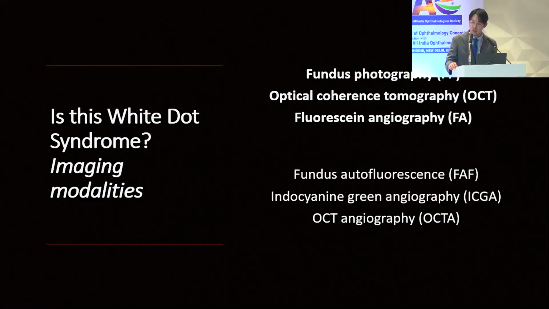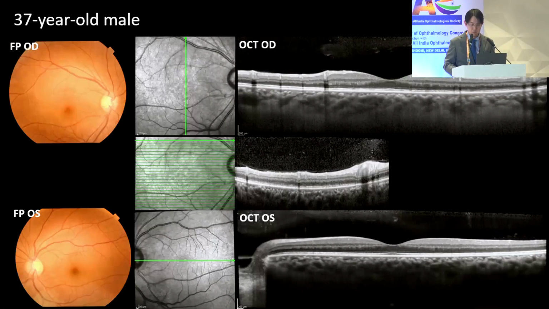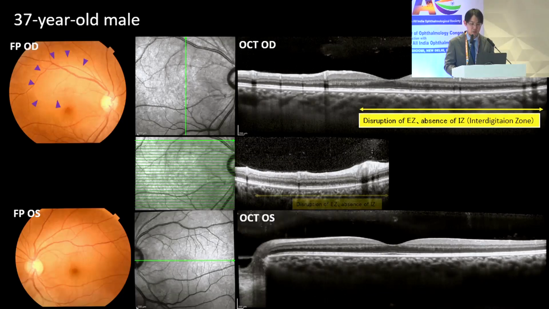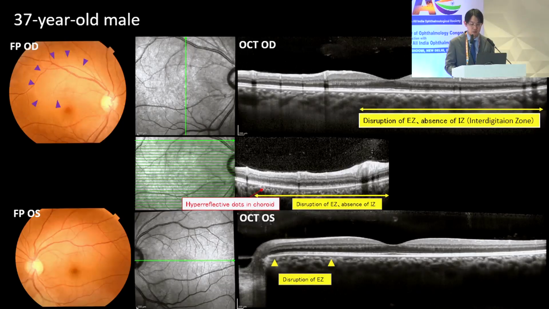So the next case is a disease mimicking white dot syndrome or AZOOR complex. Fundus photo, OCT, FA, and ICGA were applied as well. Here is the case of a 37-year-old male. His right eye showed a whitish oval region at the posterior pole, but the left eye was unremarkable. OCT in the right eye showed a disruption of the ellipsoid zone and absence of the interdigitation zone, as well as hyperreflective dots in the choroid. OCT in the left eye also showed a disruption of the ellipsoid zone around the disc.